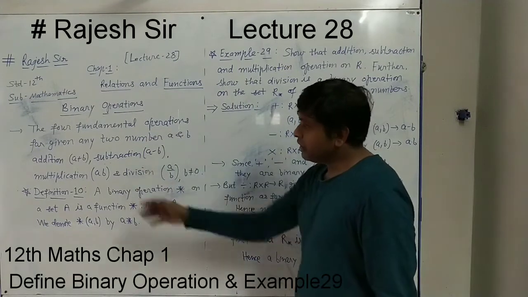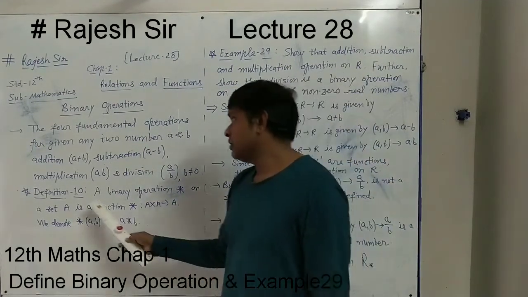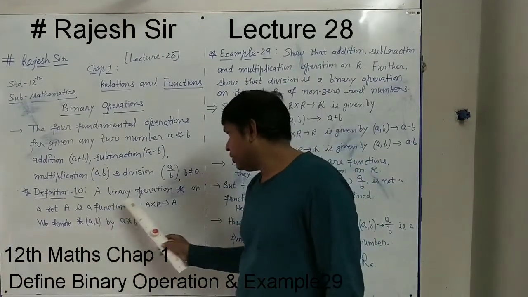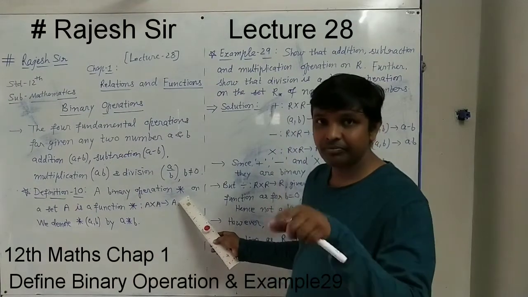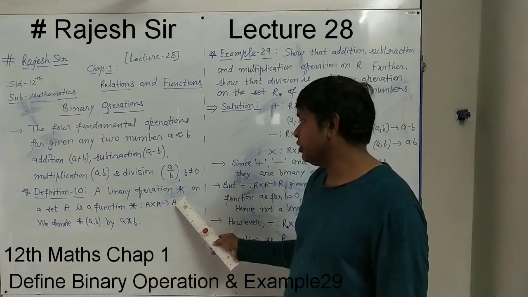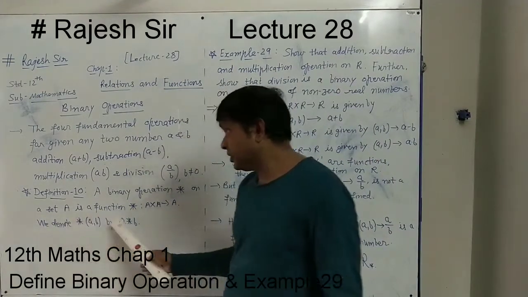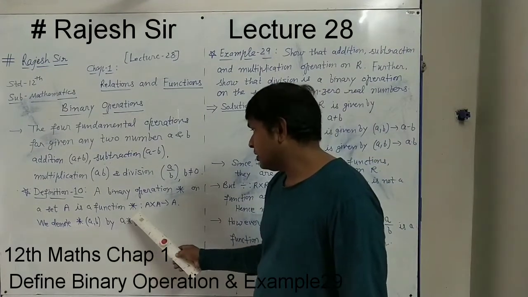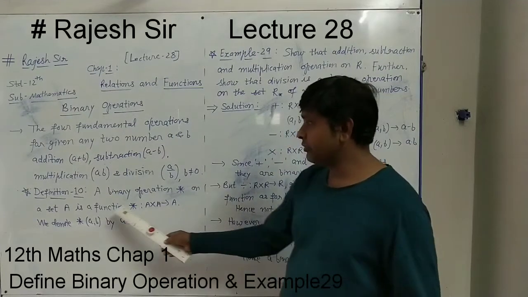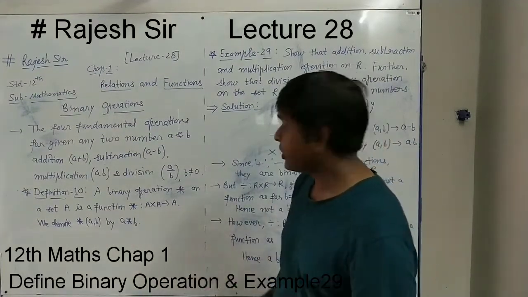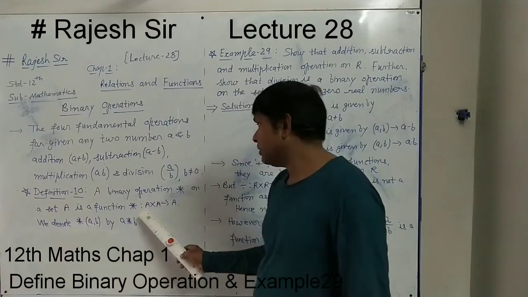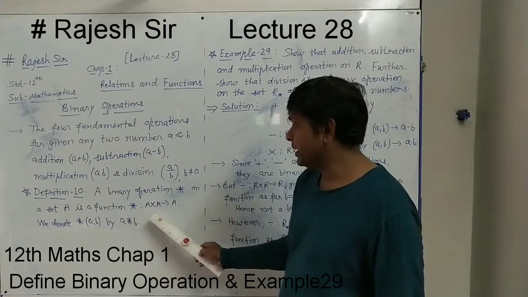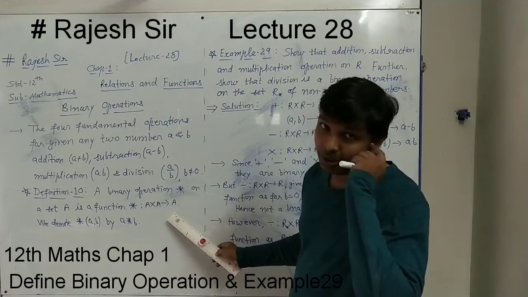Now related to this, we have definition 10, which gives the notation and what a binary operation is. A binary operation, shown by star, is the sign of binary operation on a set A, and it is a function. A binary operation is taken as a function from A cross A to A. If it is a function, it will have some domain and some codomain. So what is the domain of the binary operation? It is defined as set A cross A, the domain of this binary operation, and A is the codomain.